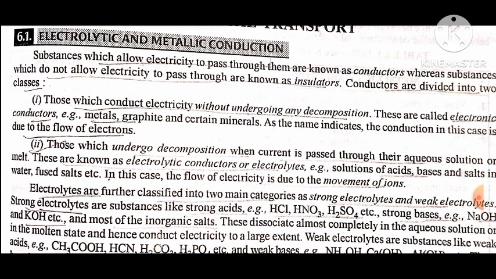Substances which allow electricity to pass through them are known as conductors, whereas substances which do not allow electricity to pass through are known as insulators. Conductors are divided into two classes: those which conduct electricity without undergoing any decomposition, these are called electronic conductors, and those which undergo decomposition when a current is passed through their aqueous solution are known as electrolytic conductors or electrolytes, that is solutions of acids, bases and salts in water, fused salts. In this case, the flow of electricity is due to the movement of ions.